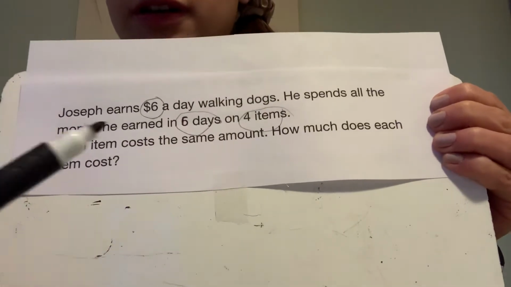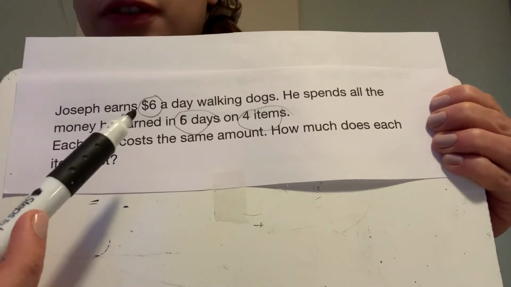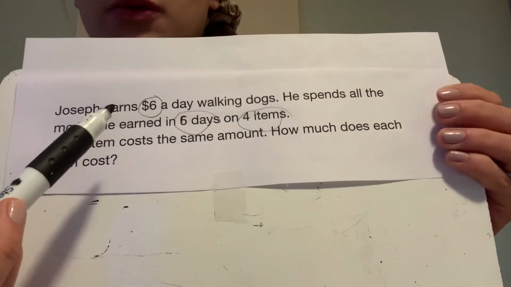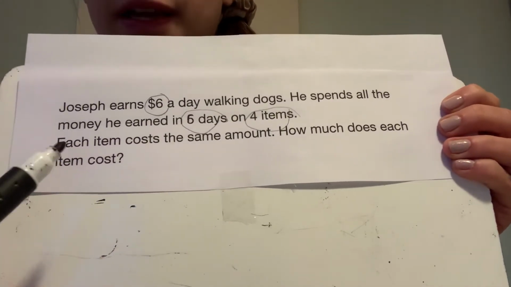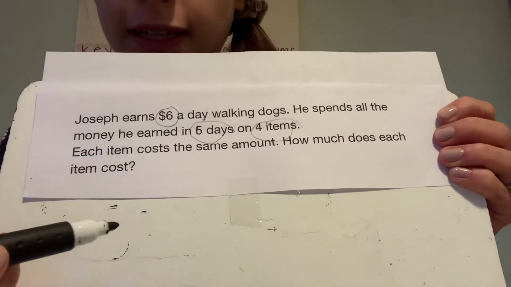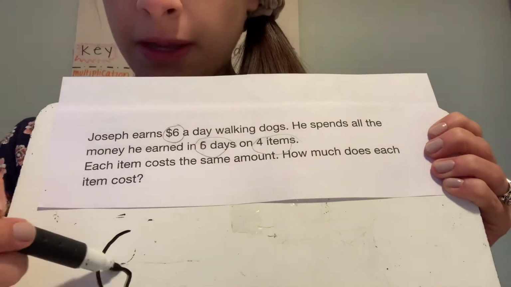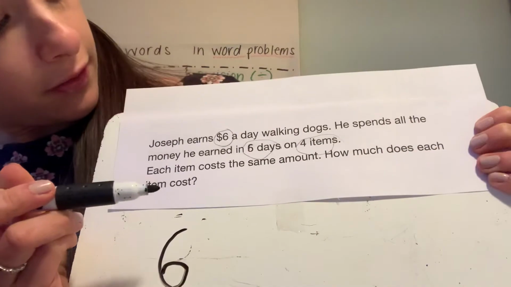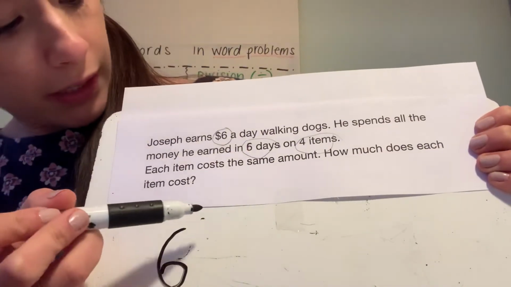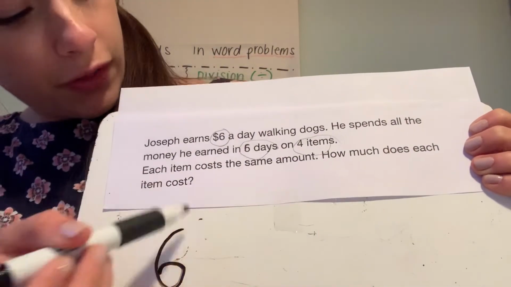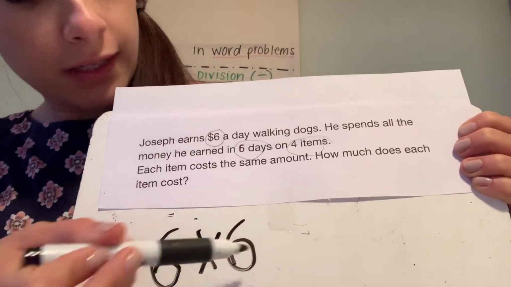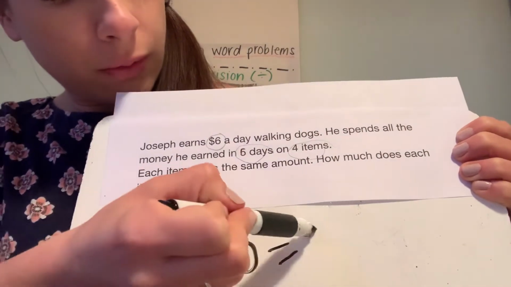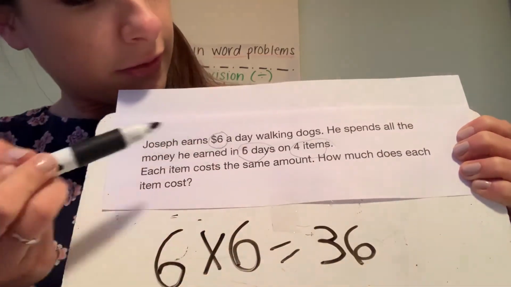So I already started dicing this. We know Joseph earns $6 a day walking dogs. He spent all the money he earned in 6 days. I'm going to pause there. If he makes $6 a day walking dogs, he spent all the money he earned in 6 days, I'm going to say 6 times 6, which equals 36.